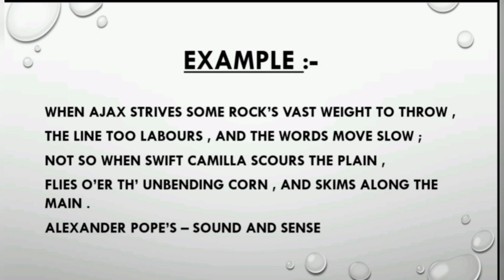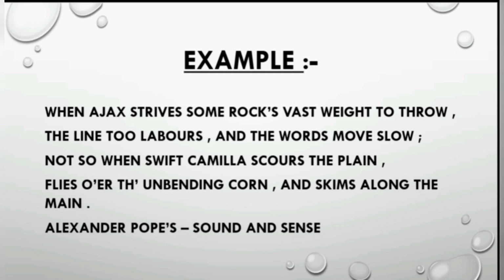The next line contains the reference to Camilla, who is a virgin queen of the Volscians. She was described by Virgil as being so fast that she could run over a cornfield without bending the stalk. Therefore Camilla's swiftness is related to what? It is related to movement. So let us discuss these lines with reference to onomatopoeia.